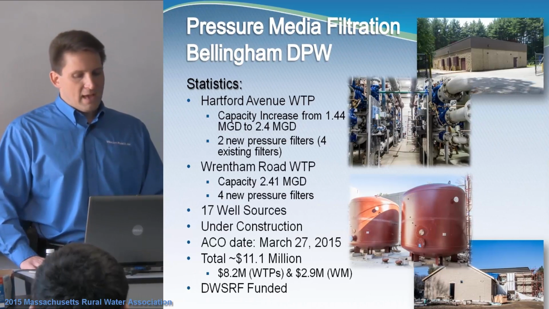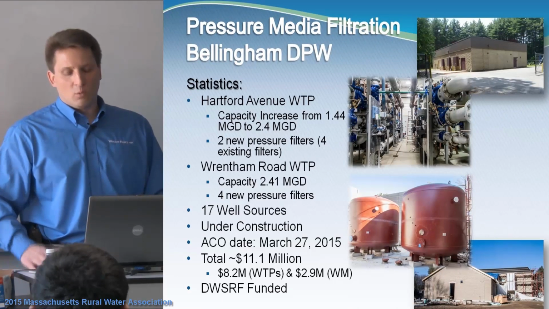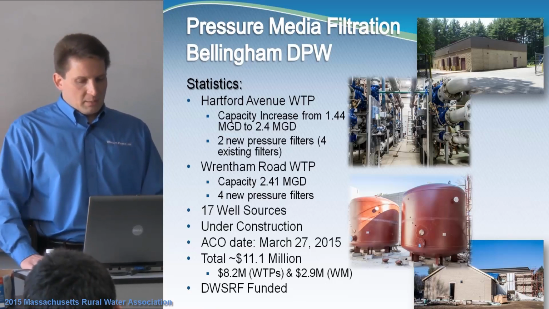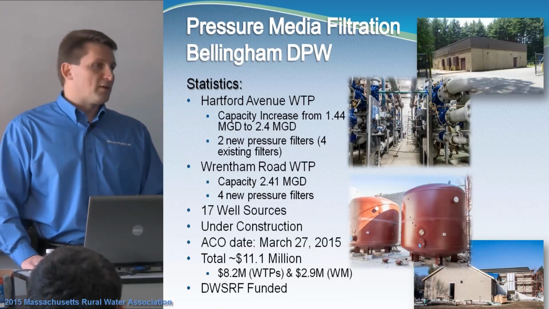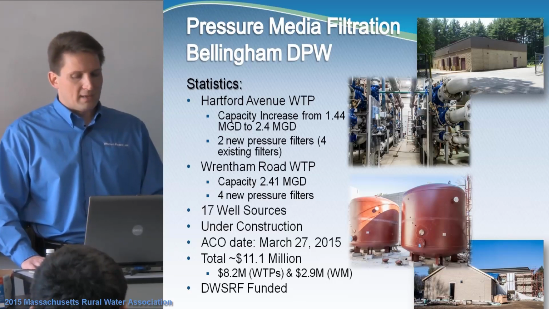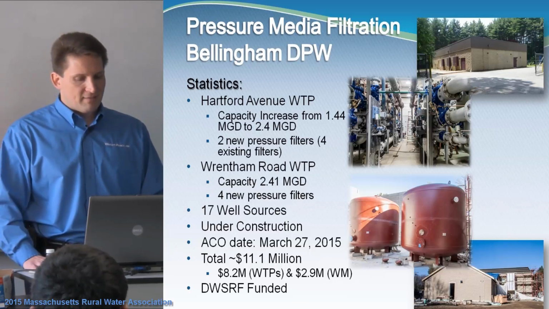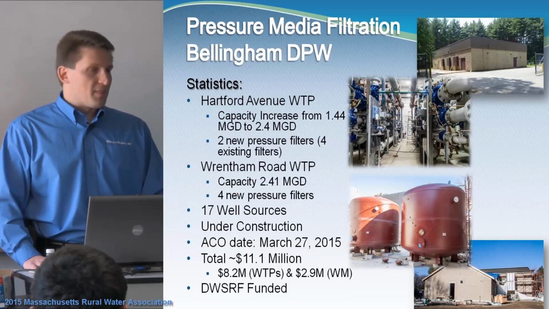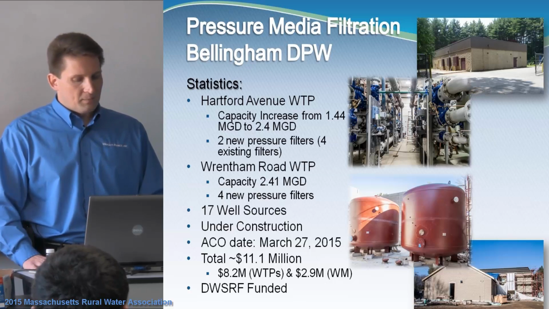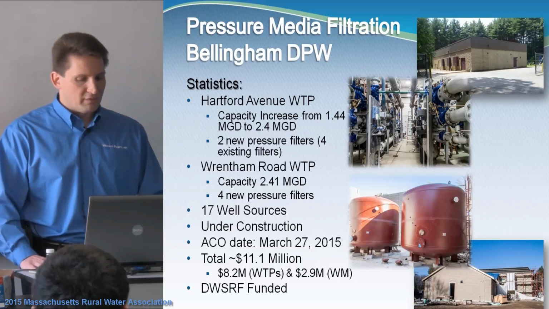The capacity for that one increased from 1.44 MGD to 2.4 MGD, and ultimately we needed to add 2 new pressure filters. I believe they're 11-foot diameter filters, so they're pretty big. In addition to their 4, so they have 6 at that facility. And for Wrentham Road in the south, similar capacity, 2.41 MGD with 4 new pressure filters.